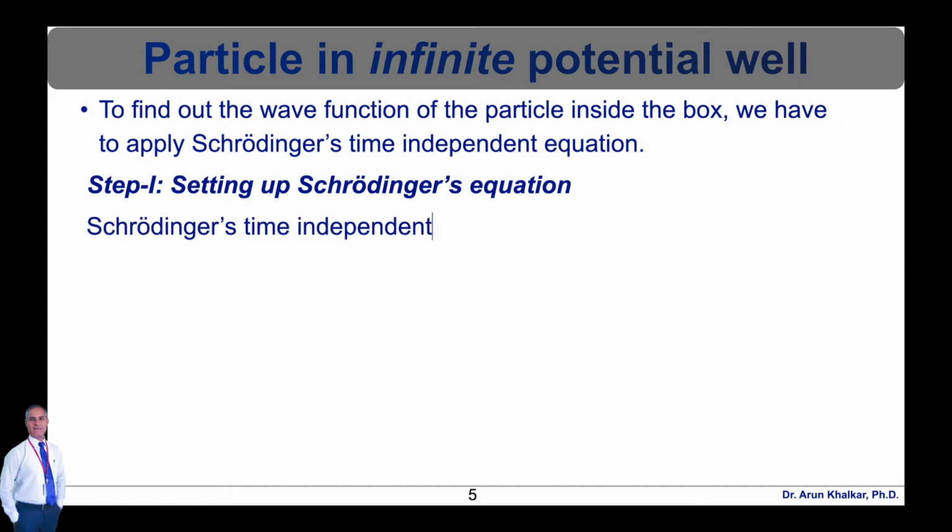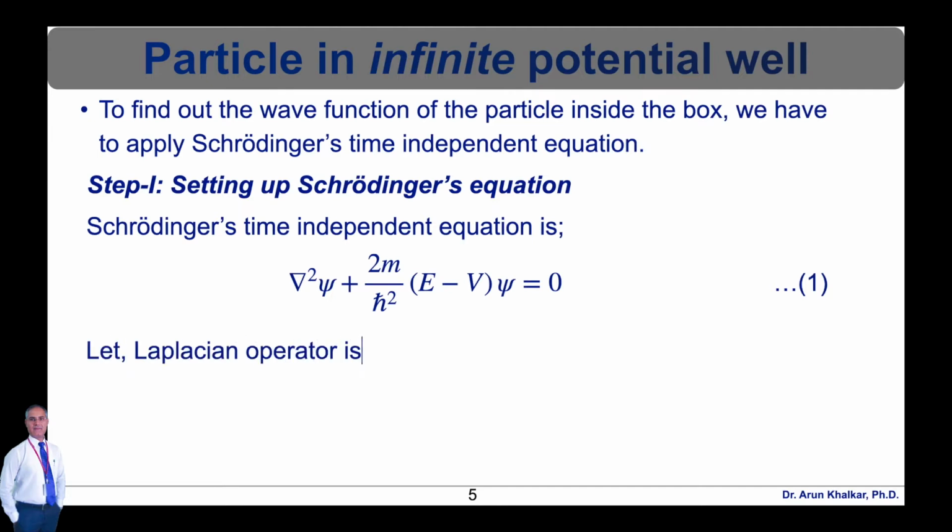Schrödinger's time independent equation, which we have already discussed in the previous lecture, is del square psi plus 2m upon h bar square into bracket capital E minus capital V bracket complete into psi equal to 0. Let's say this is equation number 1. In this equation the Laplacian operator is del square equal to del square by del x square plus del square by del y square plus del square by del z square.